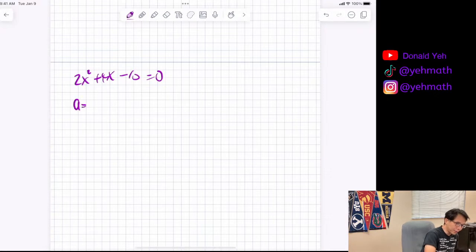So a must equal 2, b is equal to 4. Make sure you keep the sign. c is equal to -10. Don't keep the x. x squared and x is not important. It's pretty much the coefficient that's in the front.